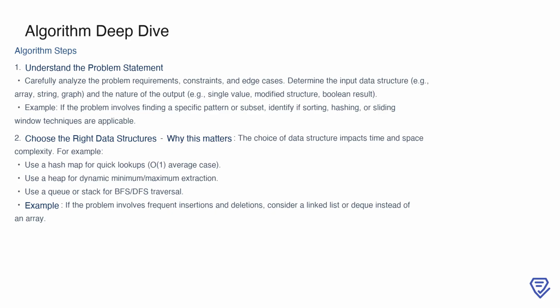Next, selecting the right data structure is crucial because it directly impacts the time and space complexity of your solution. For example, a hash map is great for quick lookups, while a heap is ideal for dynamic minimum or maximum extraction. If frequent insertions and deletions are required, a linked list or deque might be more efficient than an array. Choosing the right tools here sets the foundation for an optimal solution.